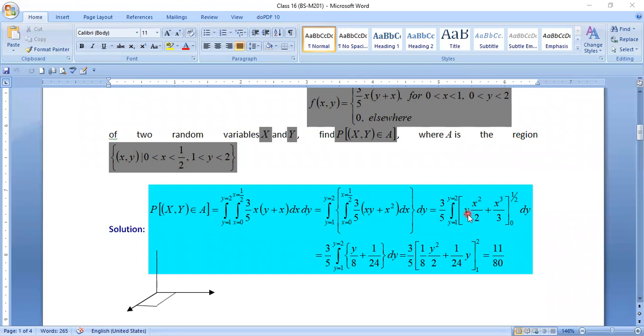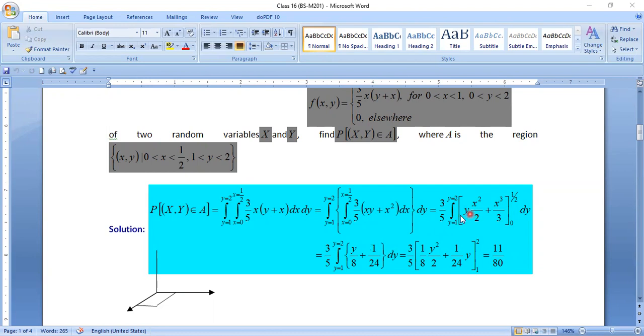So this variable is constant. We are getting x squared by 2 plus x cubed by 3. What is the limit of x? It's from 0 to half, but it would not be correct if you put something for y, because y has not been touched upon. It remains constant. So the limits of 0 and half have been put over here after certain calculation.